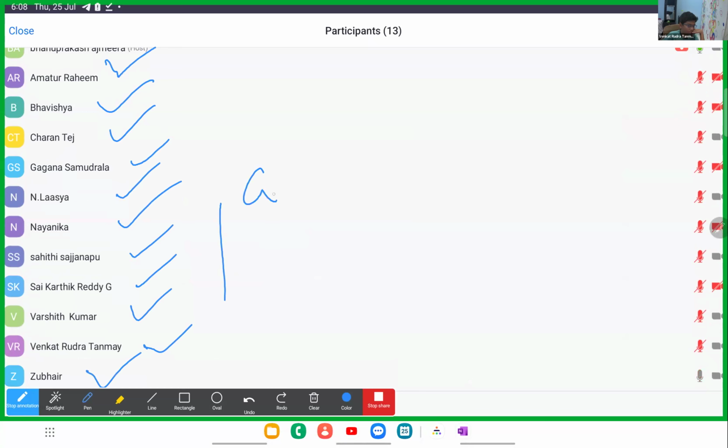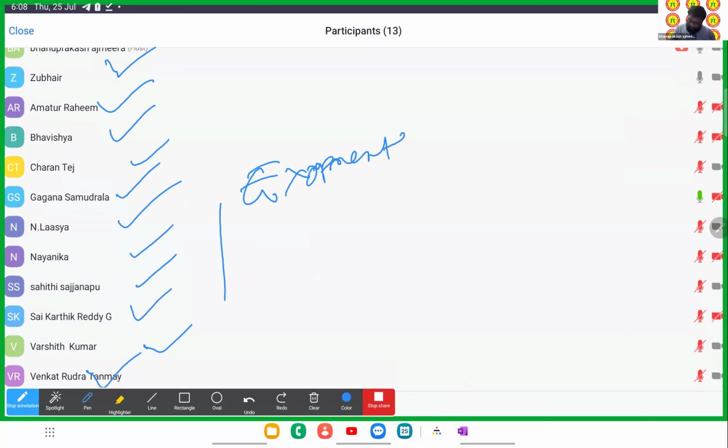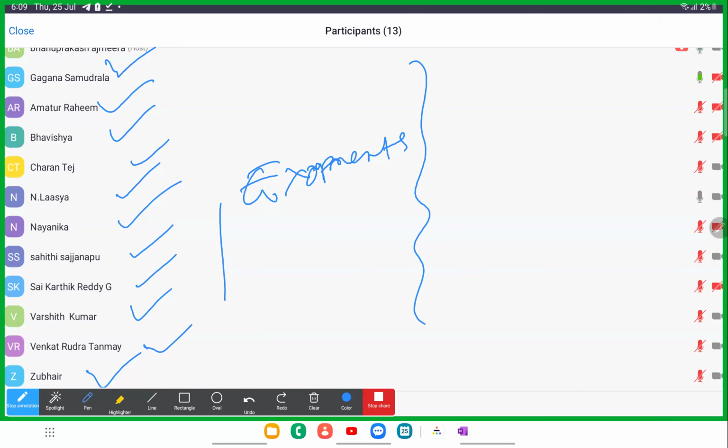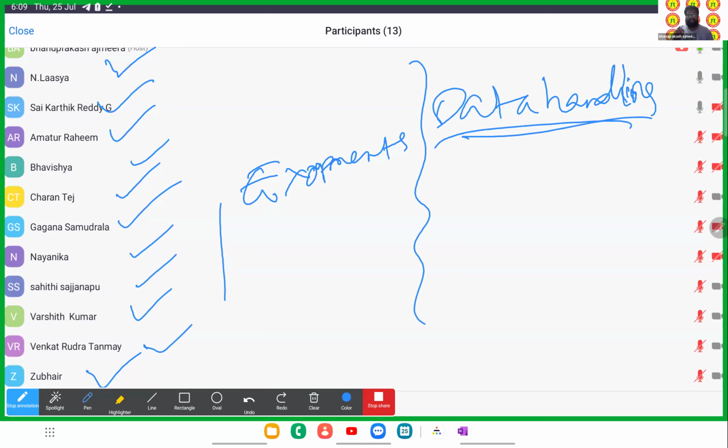Cube and cube roots, sorry. Exponents and powers. Yes, sir. Okay, then I'm taking a screenshot of this. So what chapter shall we discuss? Data handling, sir. Everybody wants data handling? Yes, sir. That chapter is currently going on for us, sir. So everybody wants data handling in the next class? Yes, sir. Okay.